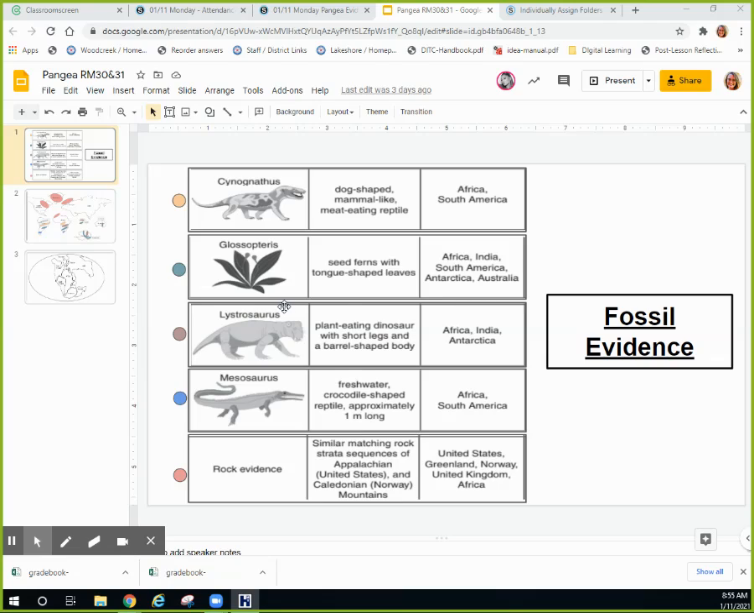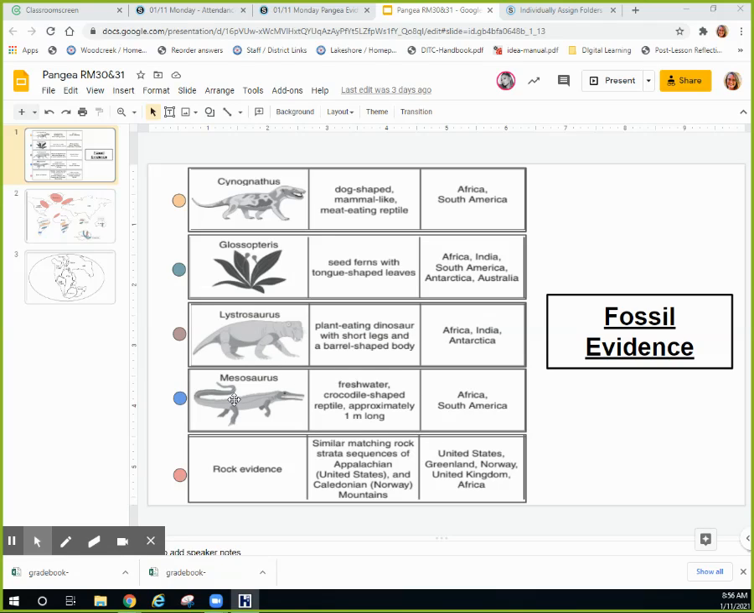And then we have this naked mole rat dinosaur looking thing. I'm not going to try and pronounce its name. But it's a plant-eating dinosaur with short legs and a barrel-shaped body. And they found fossils of this animal species in Africa, India, and Antarctica.